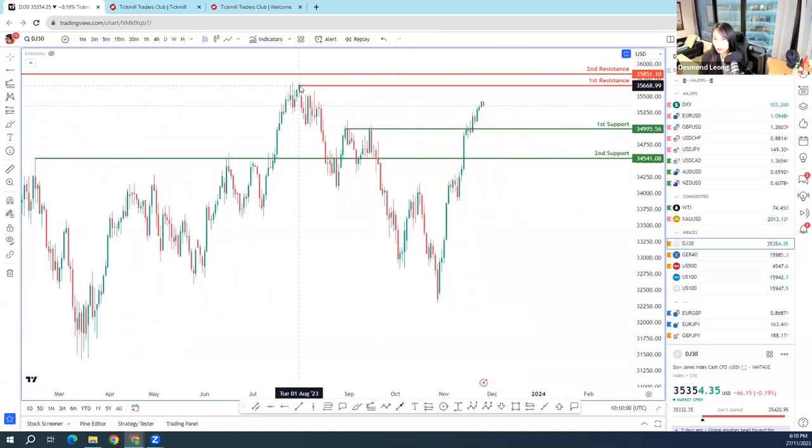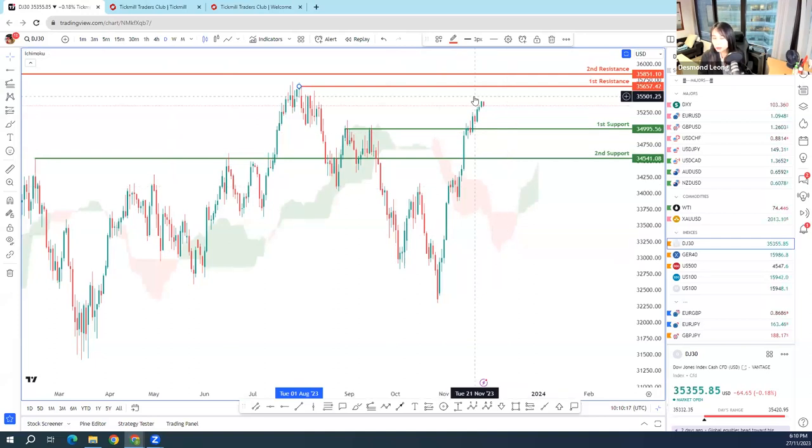I can adjust this a bit lower for your resistance level because it's a bit close to the second resistance. So for DJ 30, you can see it's bullish right now with the price above the Ichimoku cloud, moving towards the first resistance level.